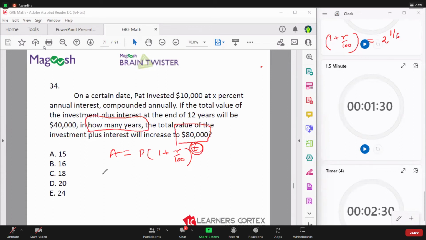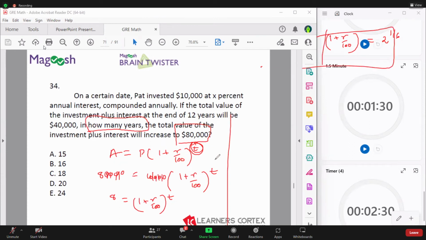Yes, that would be the answer. So 80,000 here equals 10,000 times (1 plus R over 100), and we have to take out the value of T. Now this would become 8 basically. So 8 equals (1 plus R over 100) to the power T. Now the value of 1 plus R over 100 is 2 to the power 1 by 6. So 8 equals (2 to the power 1 by 6) to the power T.